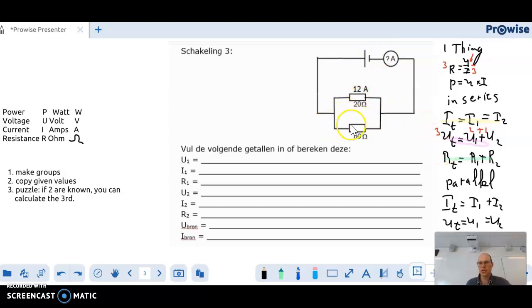If you see it's not in series, you don't need these formulas. You're going to basically forget about them and only use these two formulas. We're going to use the same method, and that method, of course, is that we first need to make groups. So group 1 and group 2.